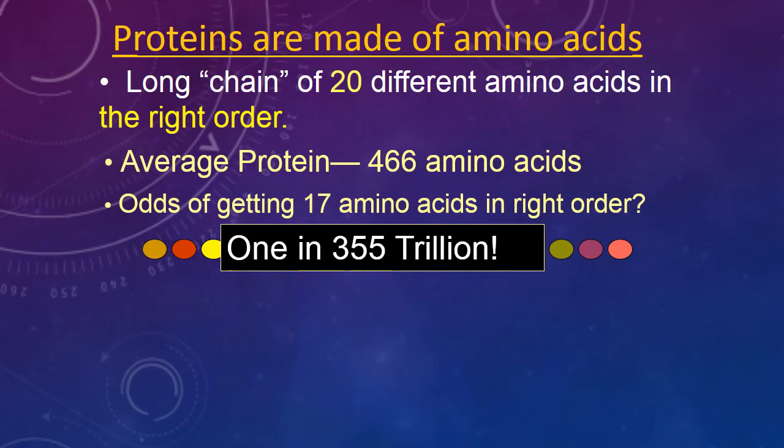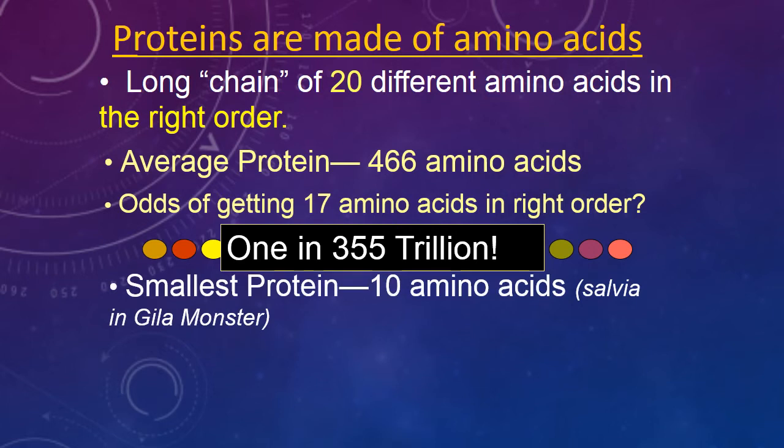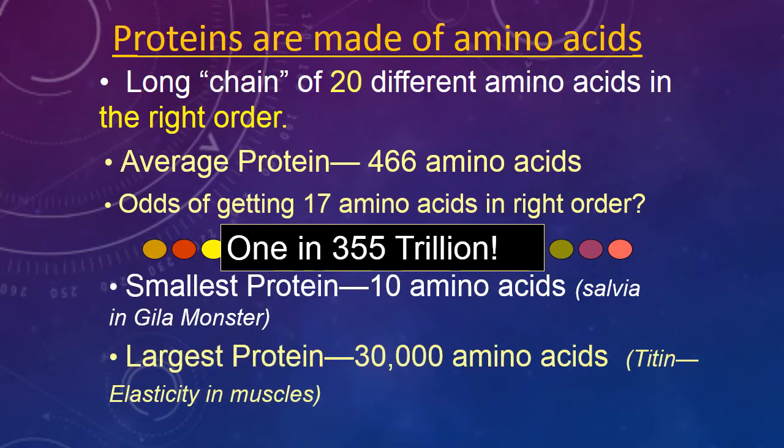The smallest protein is 10 amino acids. It's found in the saliva of a Gila monster. And the largest protein is 30,000 amino acids. It's titin. It's found in our body. It allows the elasticity in the muscle tissue.